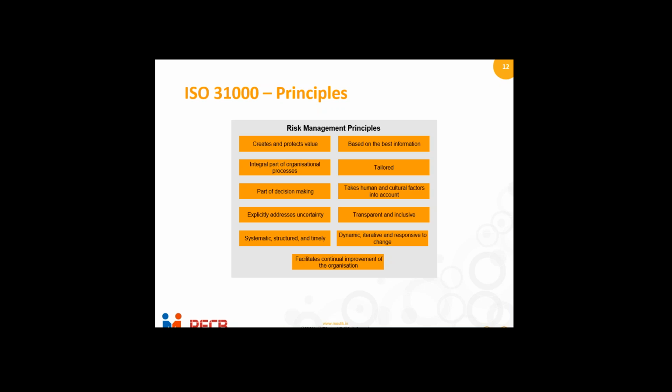And the last principle talks about risk management facilitating continual improvement of the organization. It's a continuous process. We learn from the mistakes which we made in the past, and we work to ensure that these mistakes are never repeated again and again, and we keep on improving our risk identification process, risk evaluation and assessment process, risk response plan, and the risk management itself continuously improves.